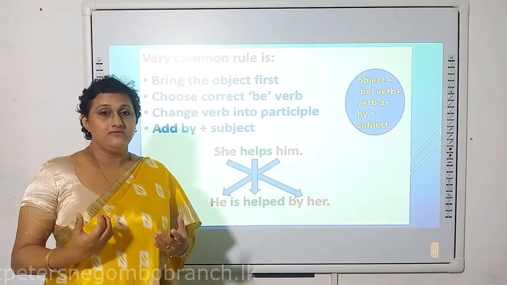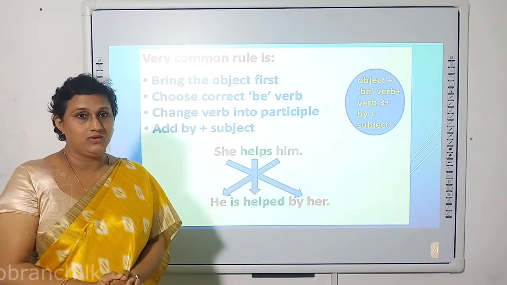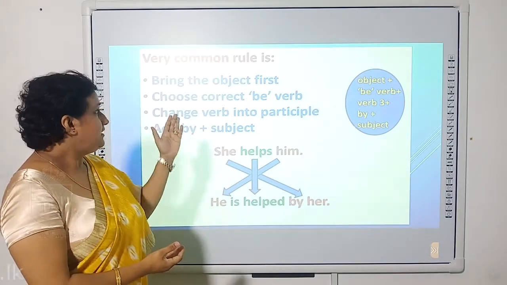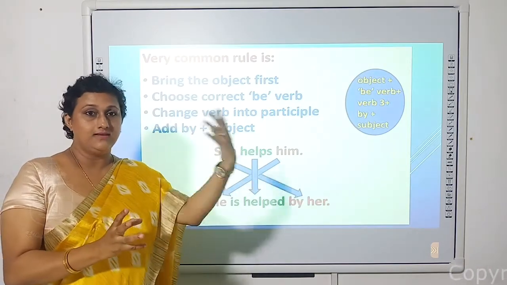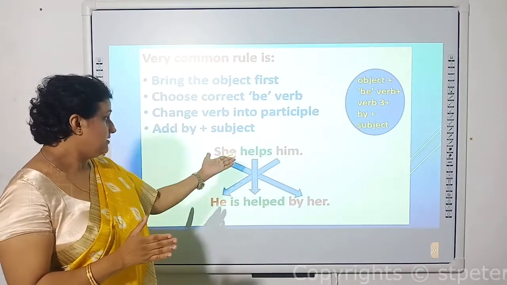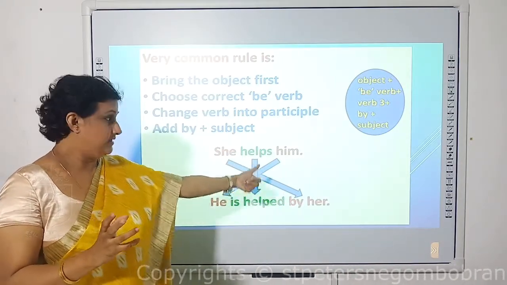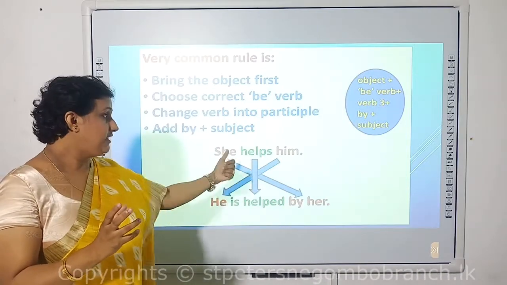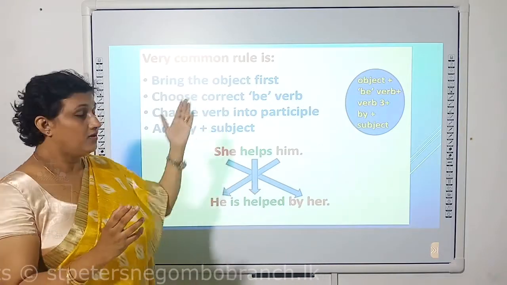Now this is a common way of transforming an active voice sentence into a passive voice sentence. Bring the object. Now in a sentence, you know, the subject is there, the verb is there, and then comes the object, right? Now here we will first go with the example. "She helps him." Helps is the verb, she is the subject, she helps whom? Him is the object. So now first one, bring the object first.